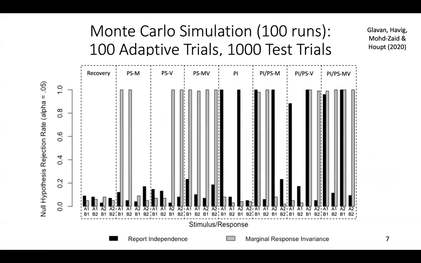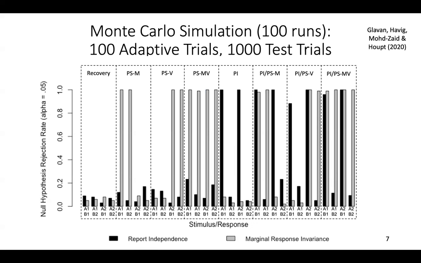These results are from our 2020 presentation, where we tested the adaptive method with 8 classes of simulated participants, each of which represented a particular permutation of the possible combinations of independence and separability. Each class of participant was simulated for 100 runs, where each run consisted of 100 adaptive trials followed by 1,000 GRT trials. The y-axis reflects the null hypothesis rejection rates of the subsequent tests of report independence and marginal response invariance.